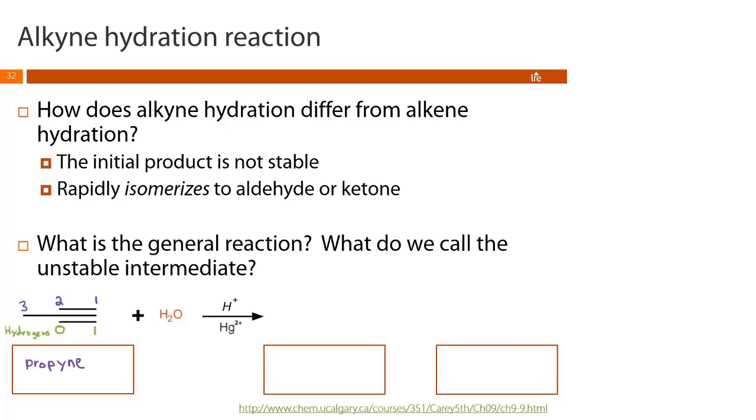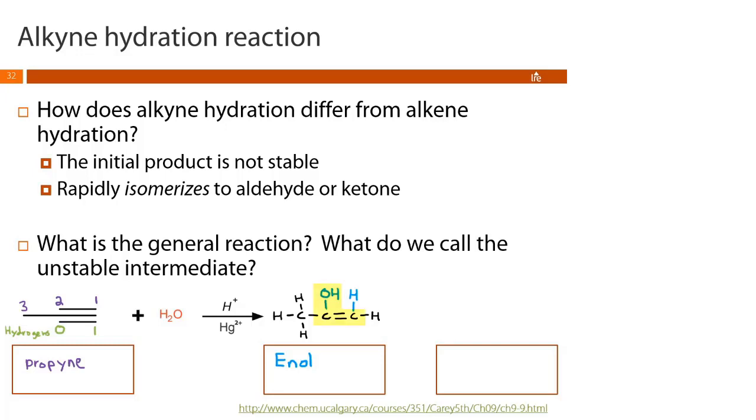So we'll start by breaking our triple bond into a double bond. And now we're going to add our hydrogen to the double bonded carbon with the most hydrogens attached, and we're going to add our OH to the double bonded carbon with the least hydrogens attached. And you don't need to know how to name this initial product. You just need to know that it is an enol.